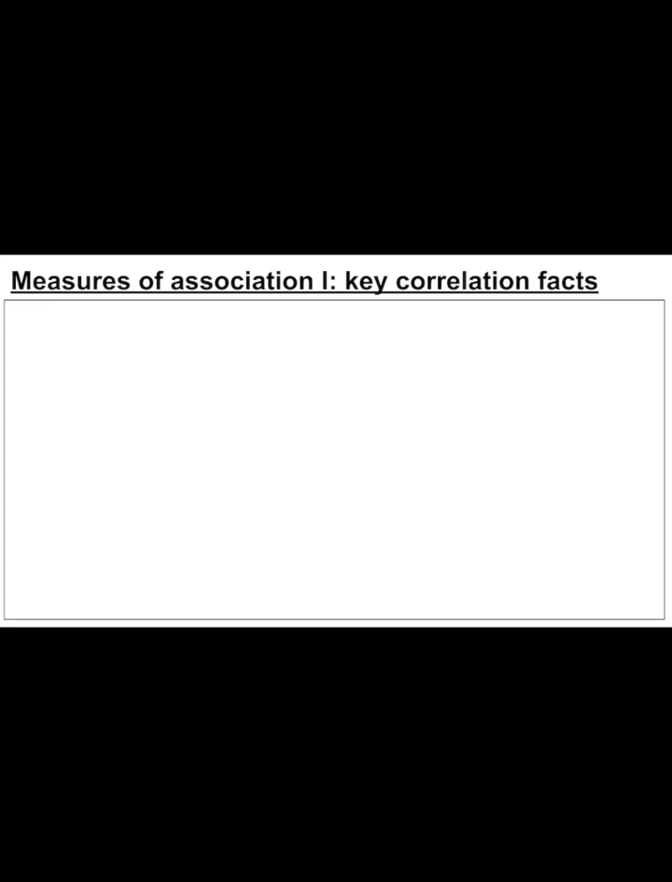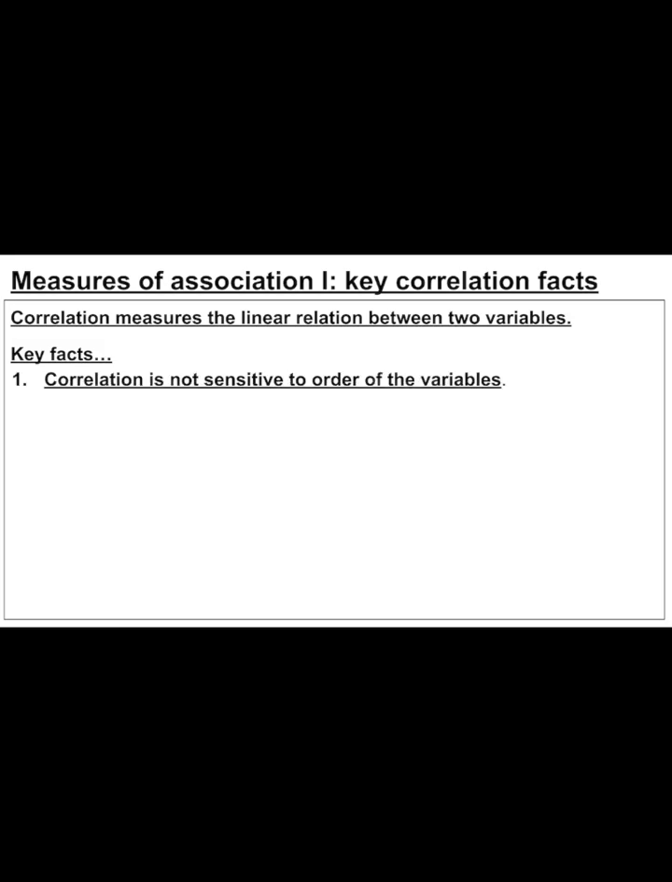So let's move to the numeric measure of association associated with scatterplots, or at least one of them, which is correlation. So what are some of the most important things to know about correlation? Well, first of all, correlation measures the linear relationship between 2 variables, and it's got a number of important properties. One of them is that correlation is not sensitive to the order of the variables, as mentioned before. So you can think about it as capturing the same sort of thing numerically, whether or not you have one variable on the x and another variable on the y, which won't be true of regression.